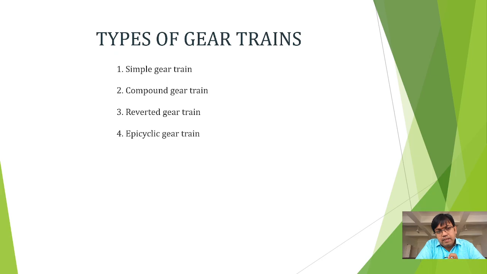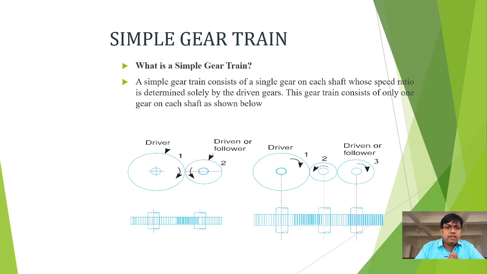The third one is a reverted gear train. When the axis of the input shaft is coaxial to the axis of the output shaft, you call such a combination a reverted gear train. And the last one is the epicyclic gear train. When one gear rotates upon and around the other gear, such a combination you call an epicyclic gear train. We will start with the simple gear train.